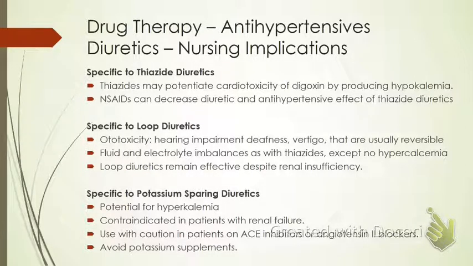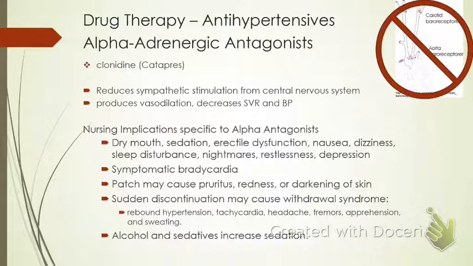Loop diuretics also work even when your kidneys are bad. So sometimes if a patient's got kidney failure and hypertension, you may see them on Lasix as their drug of choice rather than thiazide diuretics. And potassium-sparing diuretics: you can get too much K. This one's not that common.